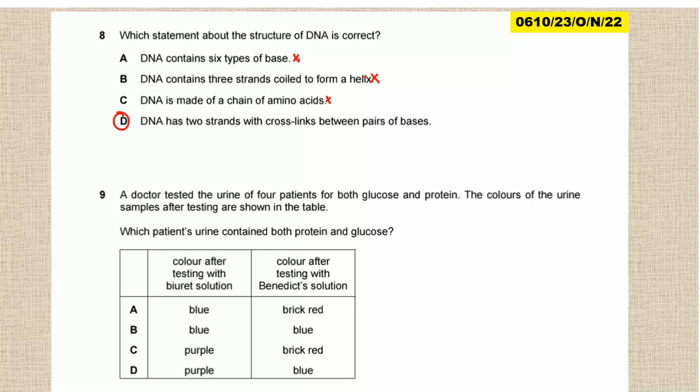Question 9. A doctor tested the urine of 4 patients for both glucose and protein. The colors of the urine samples after testing are shown in the table. The color for testing with Biuret, so blue, the one that remained blue. Then here the color for testing with Benedict's. It cannot turn brick red. Then this other one remained blue. Now what is the question? Which patient's urine contained both protein and glucose? So we need purple for the protein, then brick red on this other part. So in other words, it's C.